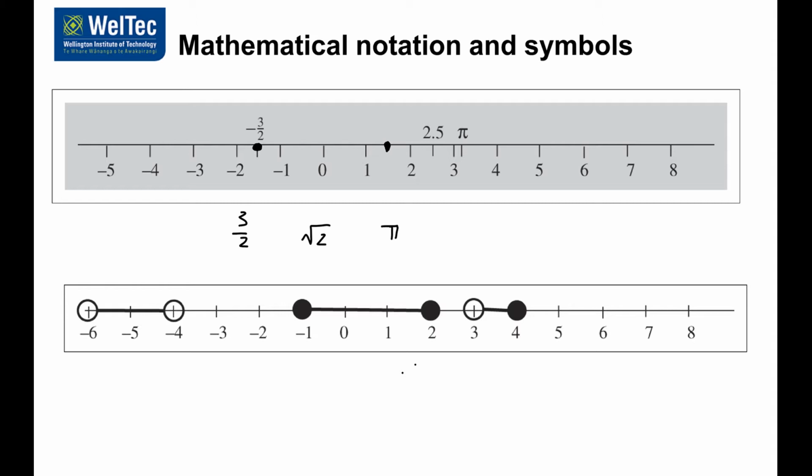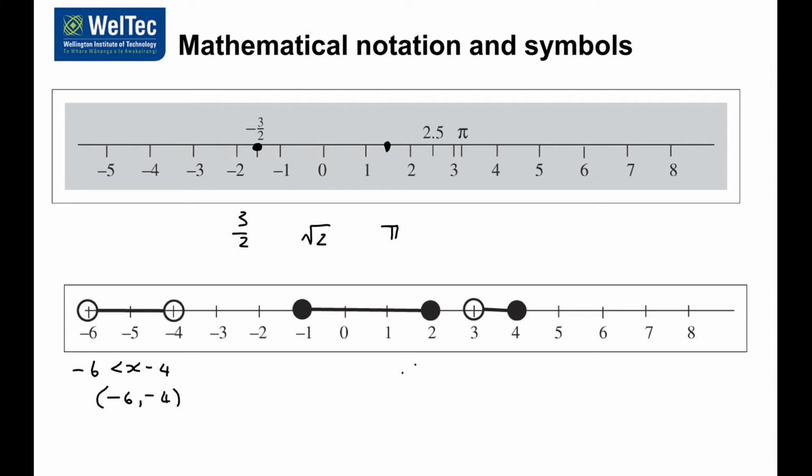We can also represent intervals on a line. If we look at the left-hand side here, these open circles between negative 6 and negative 4 tell us that x is somewhere between negative 6 and negative 4, and we could write that as an open interval.